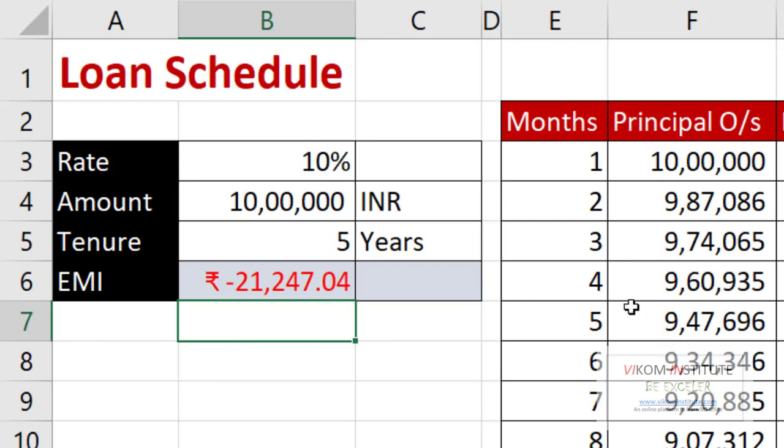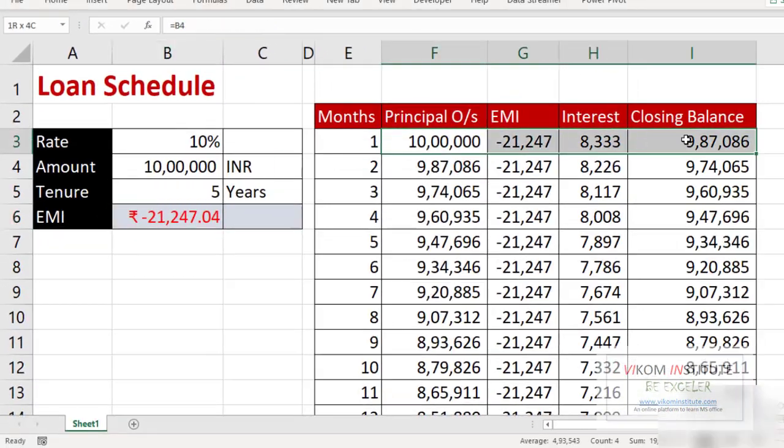Now, one thing to remember: my principal amount is positive and my EMI is negative. Whenever I borrow a loan from the bank, it is an inflow for me, and EMI is an outflow for me. So that's why there is an inverse relationship between these two. Now let's calculate this loan schedule.